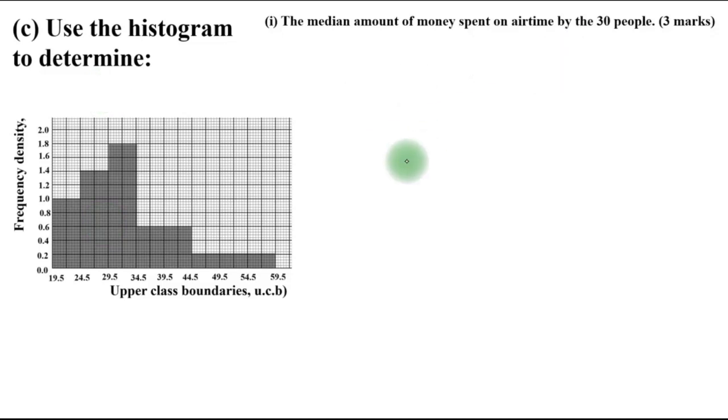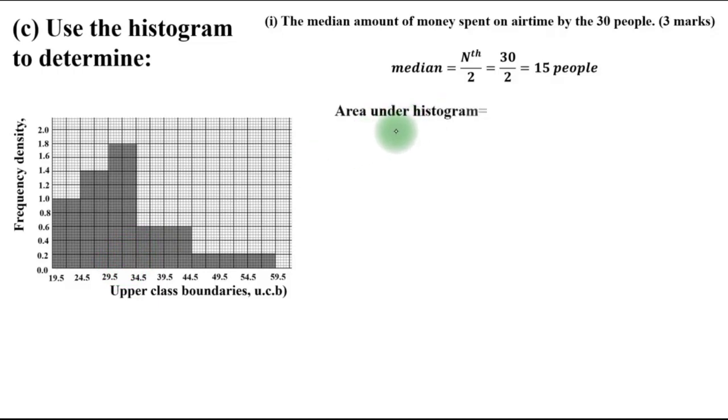Remember there were 30 people, so the median will be at half, that is 30 over 2. That will be the median position, 15 people. So the area under the histogram will be equal to the number of people, and we need 15. So we have the first rectangle, second, and the third, and majorly the third one is where we expect it, even by counting the number of people. So the first rectangle plus the second rectangle plus part of the third rectangle.